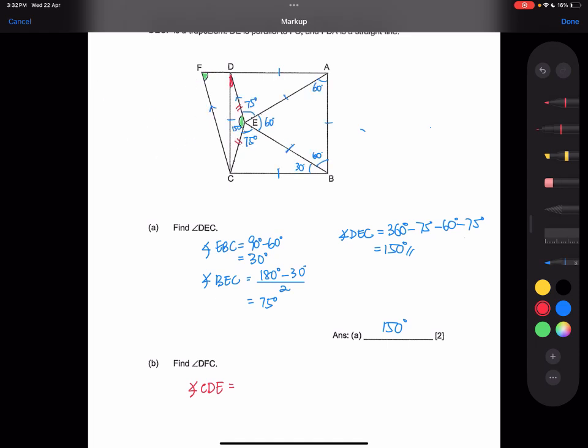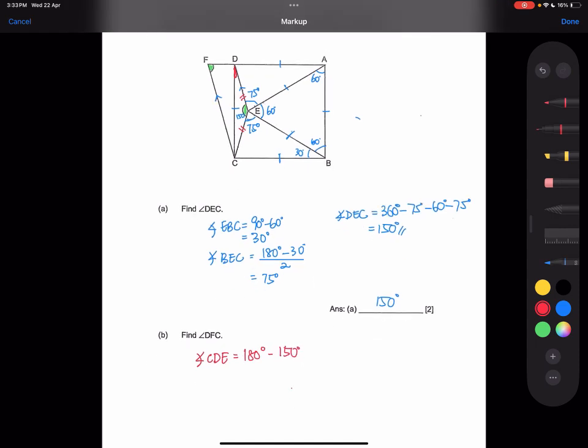Okay, this angle is equal to 180 minus 150 degrees. Now given that it is another isosceles triangle, let's divide it by 2. That will give us 15 degrees. Right, so this is 15 degrees. And do we also know that this is 90 degrees, given that it is the side of a square?